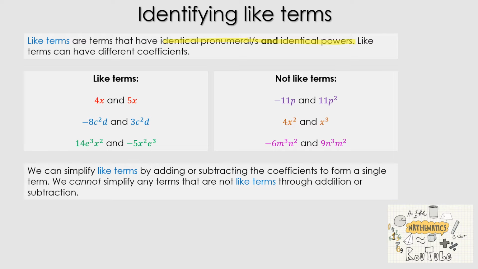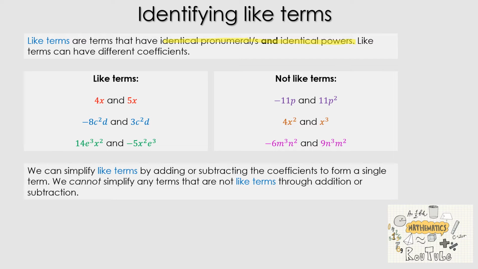And then the third one, the green one, we have 14e cubed x squared and negative 5x squared e cubed. Now this is a little bit of a trick, and you'll probably see this more so in a test setting, where normally we see the pronumerals written in alphabetical order, but sometimes they reverse that order to try and trick you. But it's really important we go with the same idea that I've got highlighted there. If it has the same pronumerals and the same powers, then they are like terms.